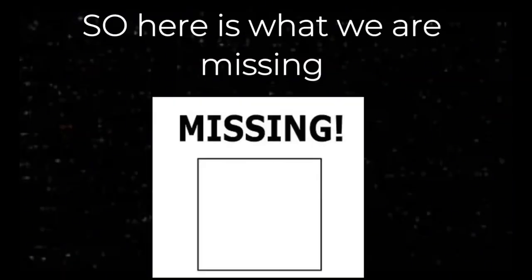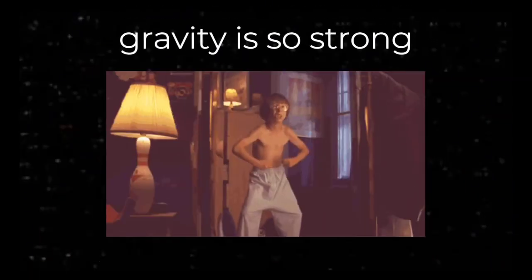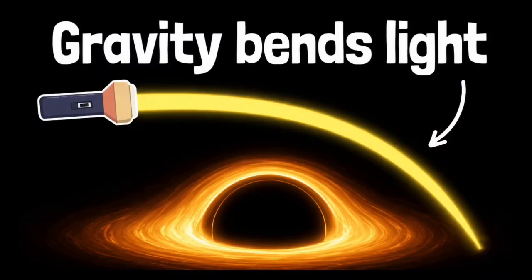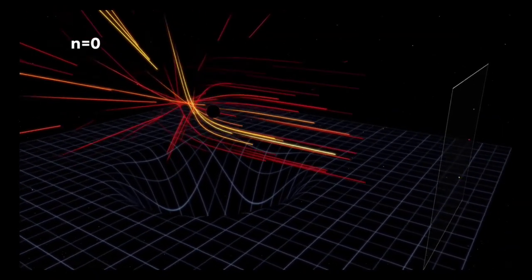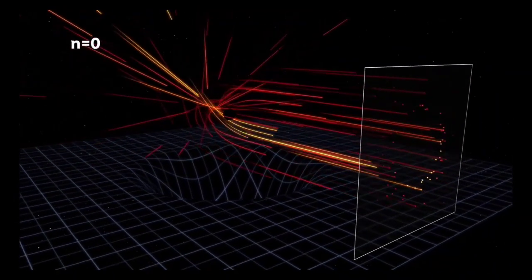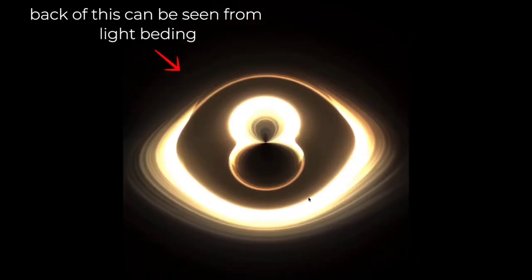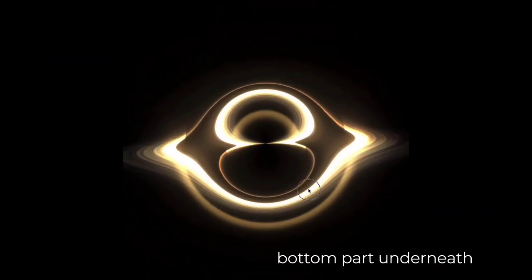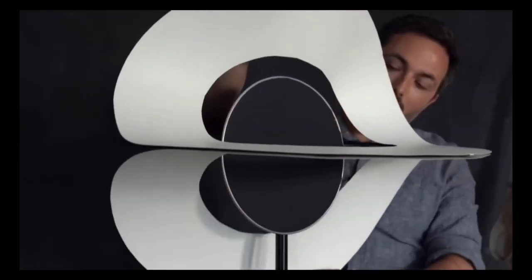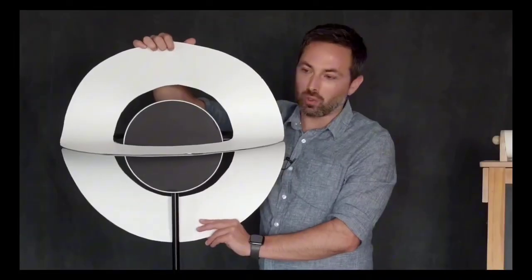So here is what it's actually missing. The black hole's gravity is so strong, it doesn't just pull on stuff, it pulls on light. Light coming from the far side of the disk can't travel in a straight line anymore, it gets bent. So you end up seeing the back of the disk, the part that should be hidden behind the black hole, wrapping over the top. And the bottom shows up underneath. The whole thing folds on itself. This effect has a name, gravitational lensing, and every black hole in the universe does it.